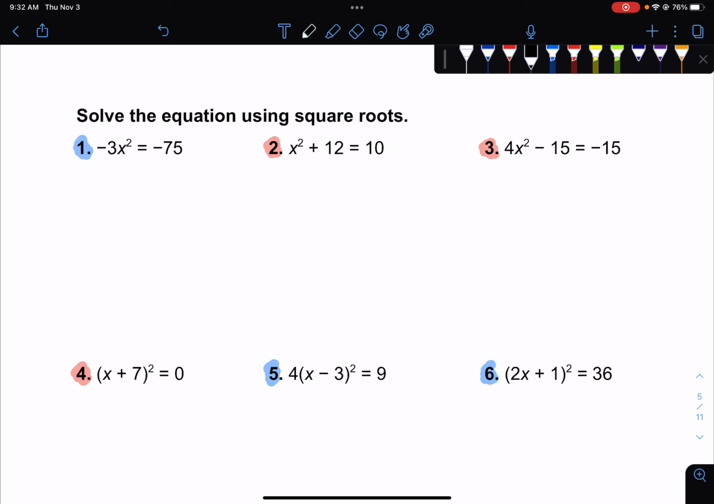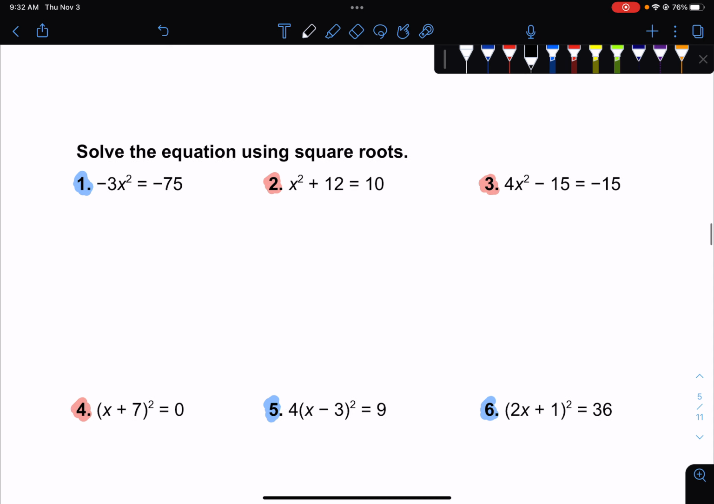So number 1, negative 3x squared equals negative 75. In fact, it might be a good idea. Pause the video and go ahead and try number 1, 2, and 3. Don't try 4, 5, and 6 yet. You'll make a mistake. But try 1, 2, and 3, and then hit play, and let's see if you did it right.